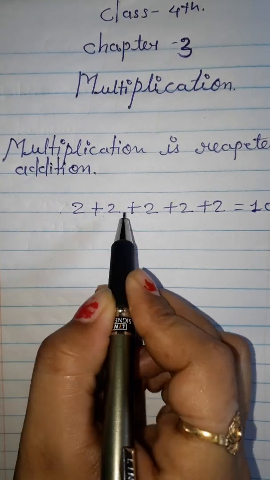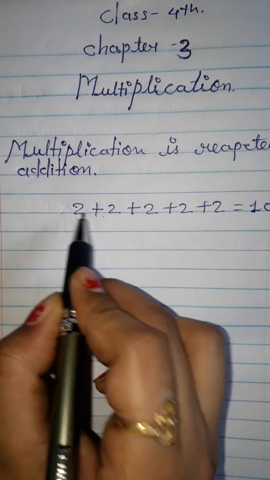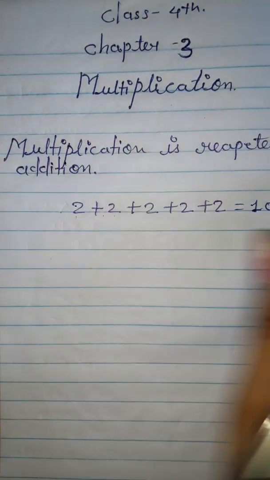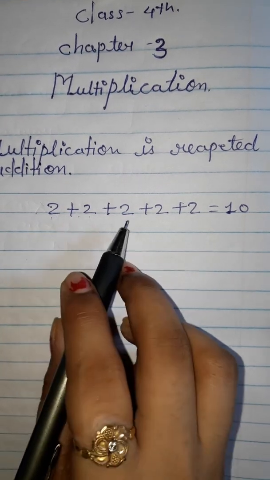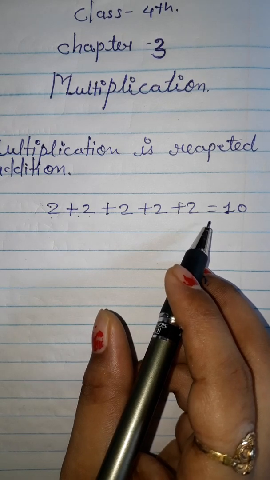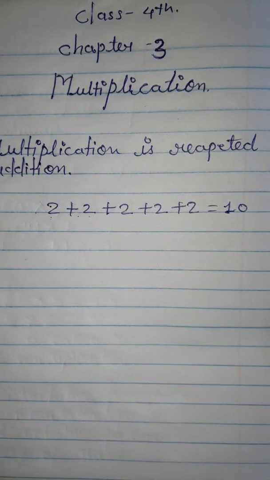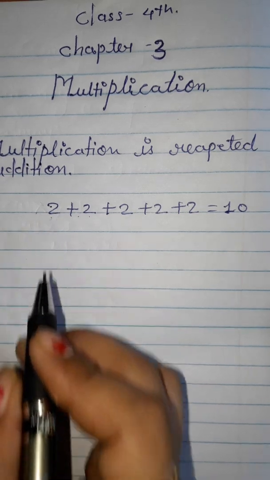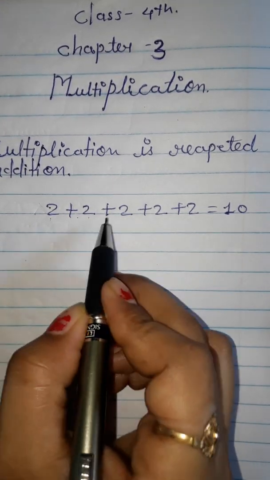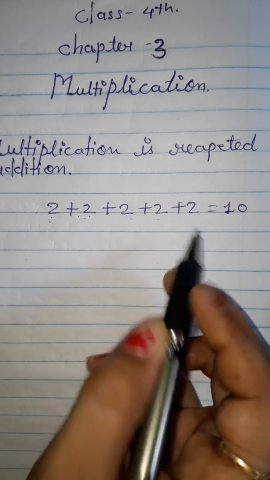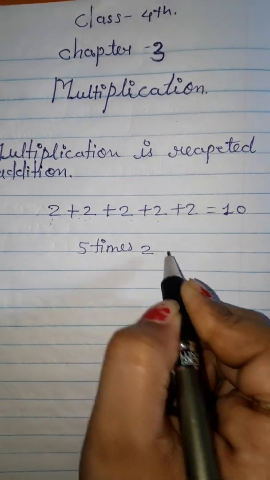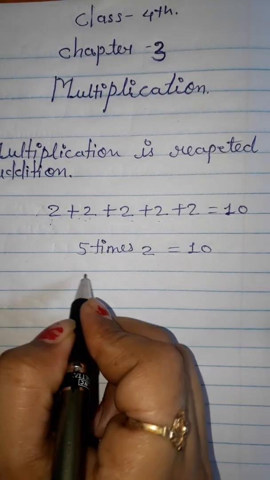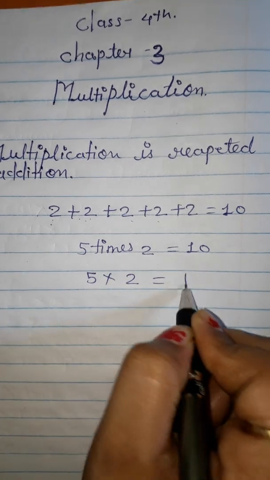Let me explain it. Suppose I have 5 groups of 2 pens. Like I have 2 plus 2 plus 2 plus 2 plus 2, and I want to know how many total pens I have. It gives me 10. In short form, you can see that 2 has been added 5 times: 1, 2, 3, 4 and 5. So we can write 5 times 2 is equal to 10, or 5 multiplied by 2 is equal to 10.